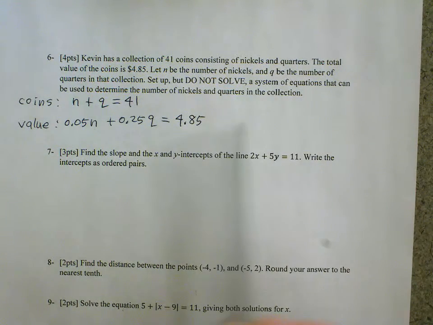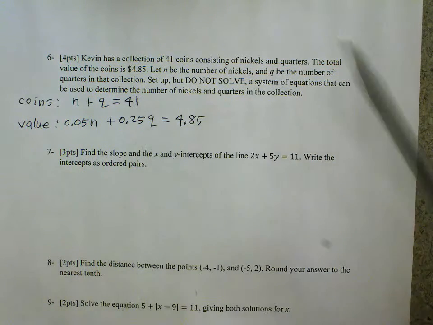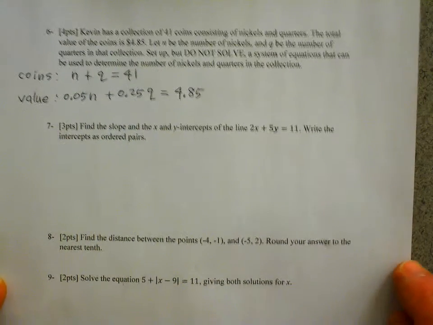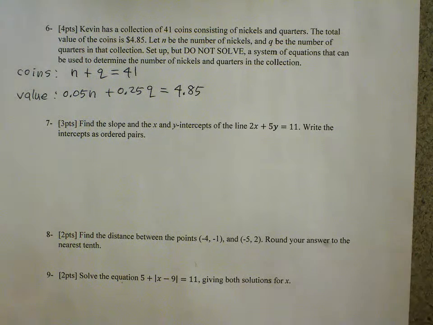Okay, in this problem, this is all you would have to do. Just write down the two equations. Okay, number 7, find the slope and the x and y intercepts of the line 2x plus 5y equals 11. And then write the intercepts as ordered pairs.